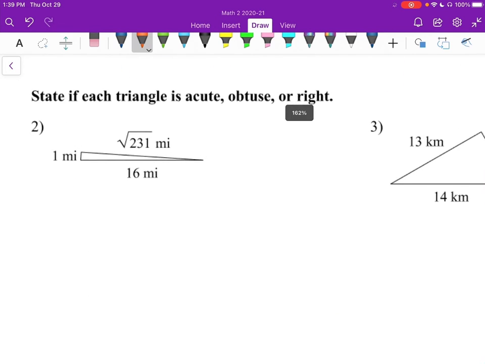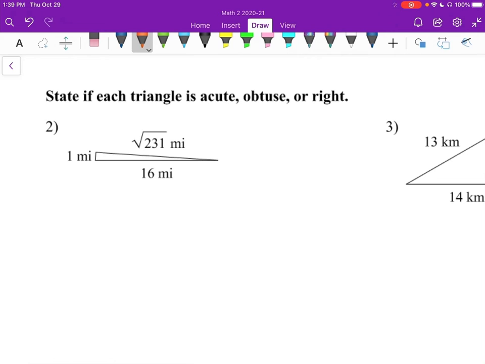Number 2, state if each triangle is acute, obtuse, or right. So first off, we need to label A, B, and C. We need to know that C will always be the longest side. So in this scenario, I'm going to type in my calculator square root of 231 so that I can see how big it is. It is 15.198. So my C is going to be 16, right?